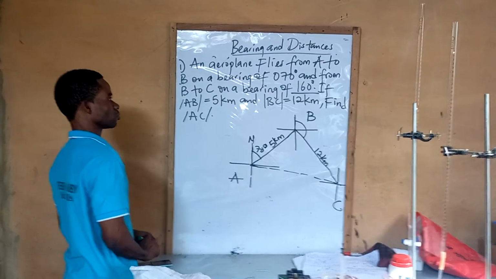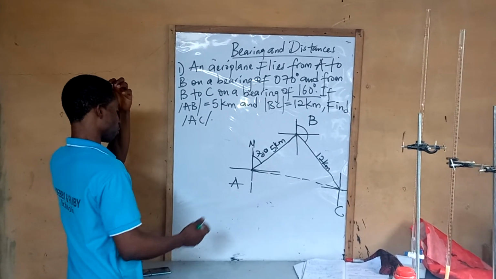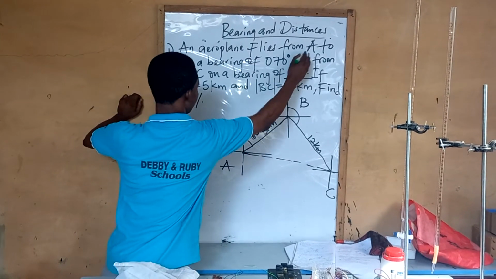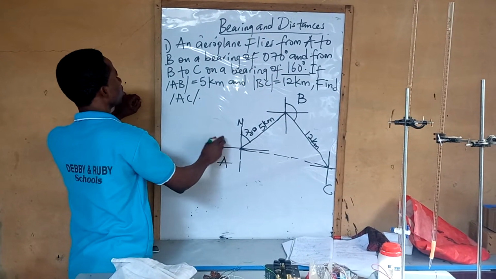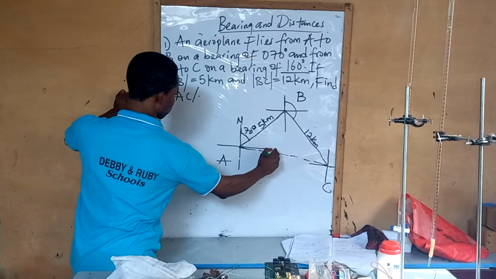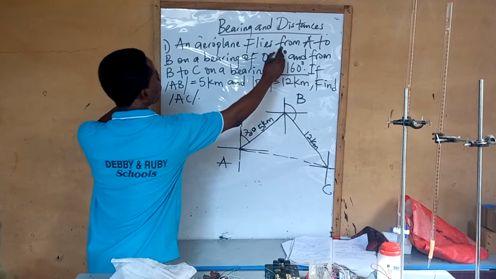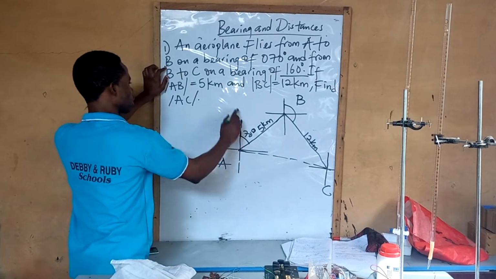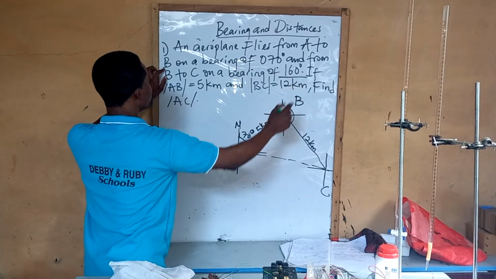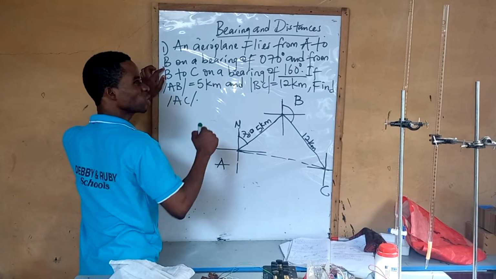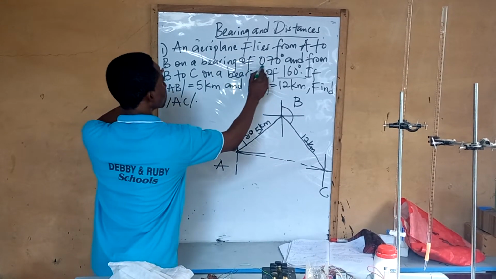Again, let me say it again before I find the final answer. An aeroplane flies from A. Your starting point is A. So you make your 4 cardinal points. On a bearing, flies from A to B. Starting point is A. You want to fly to B. But you cannot just take it to B anyhow. You have to know on which bearing. On a bearing of 070 degrees.